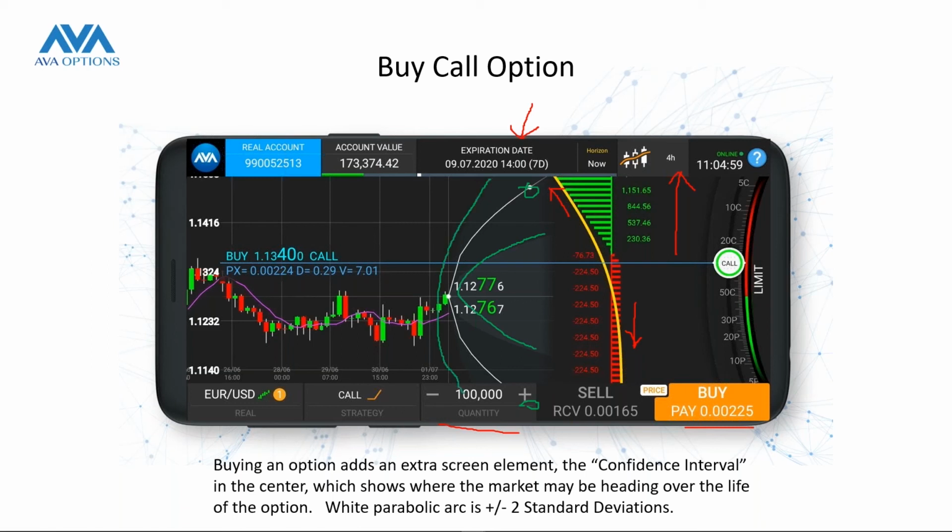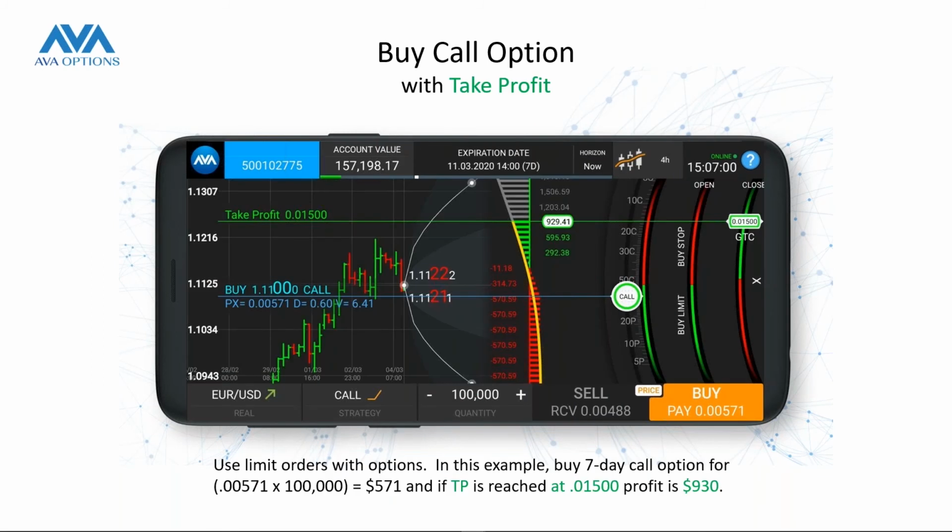So we're framing the risk of the trade. We're saying we've got a 68% probability of being within that white band. So we're framing the risk, and as you change the expiration date, the entire chart will update to still frame the risk in terms of plus and minus 2 standard deviations, and you can slide it all around.